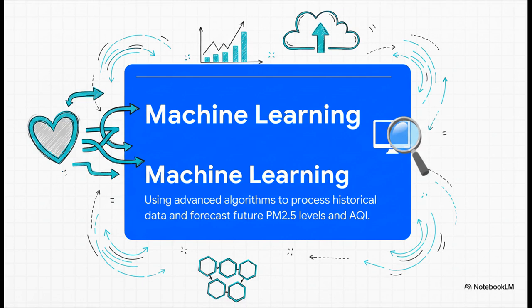Think about how you teach a little kid what a cat is. You wouldn't give them a textbook definition, right? You just show them picture after picture of cats. After a while, their brain just gets it. It learns the pattern. Well, that's exactly what machine learning does with data. You feed this model tons and tons of old air quality data, and it literally teaches itself how to spot the patterns and predict what's coming next.